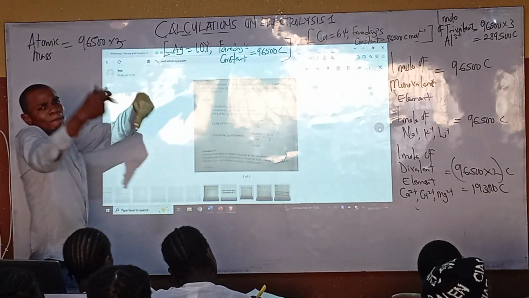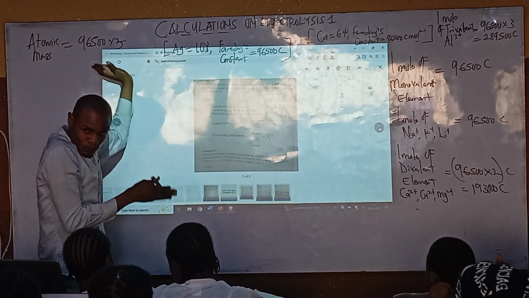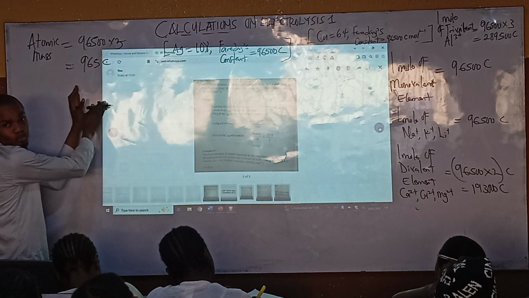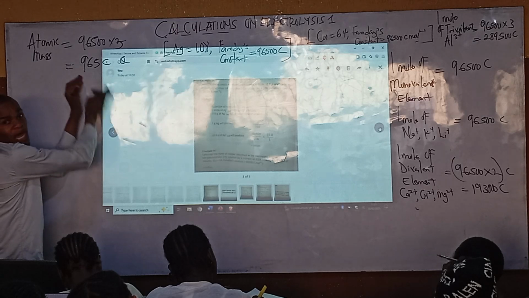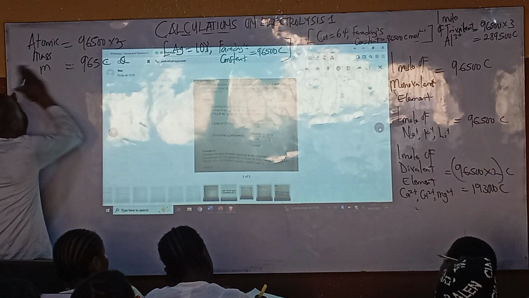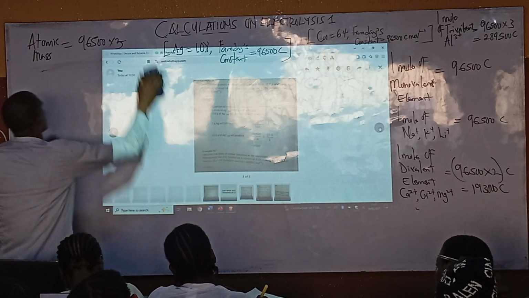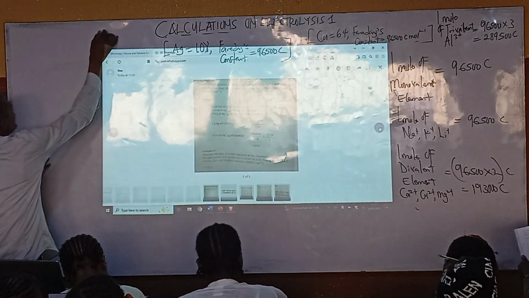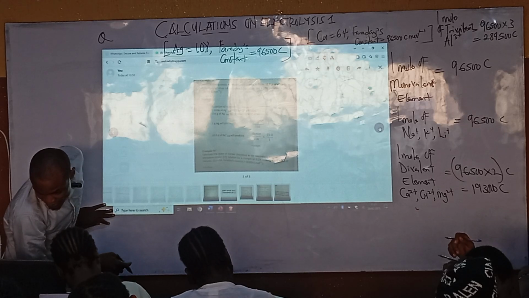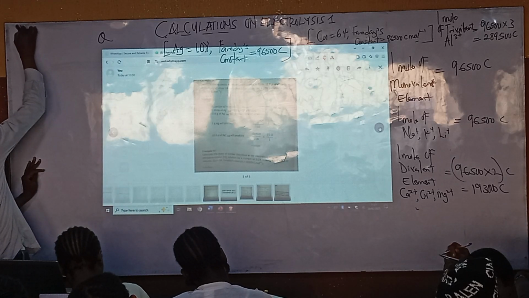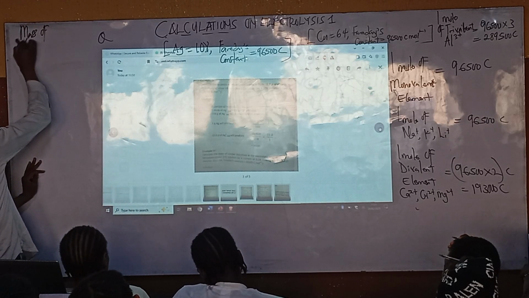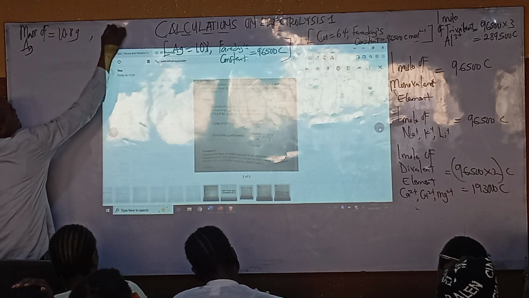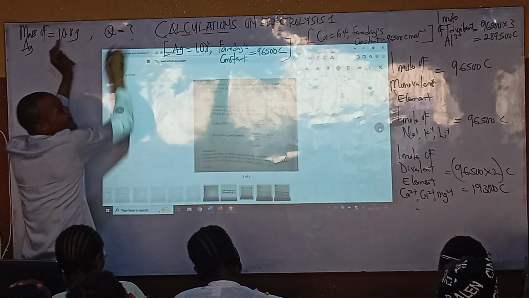Because they asked for mass, I equated atomic mass with this value and put the quantity of electricity they used here. That's my Q. Looking for mass. But in this question, what they ask for is the quantity of electricity. They gave us the mass of silver, 10.8 gram, and I'm looking for the quantity of electricity needed to liberate this mass.